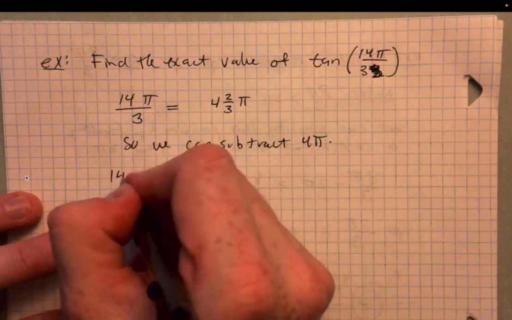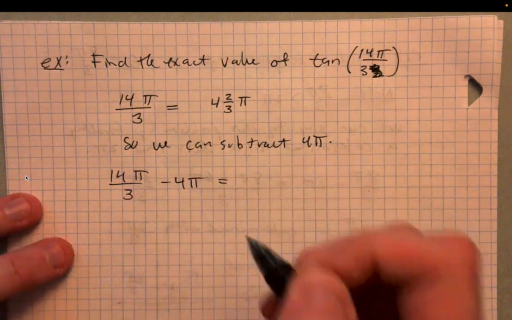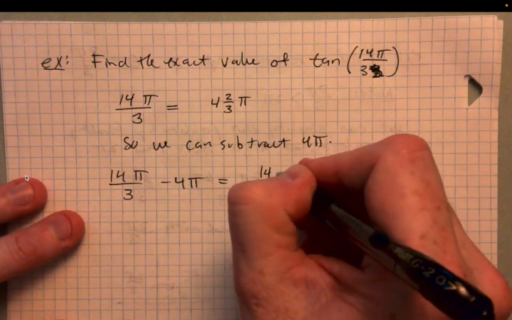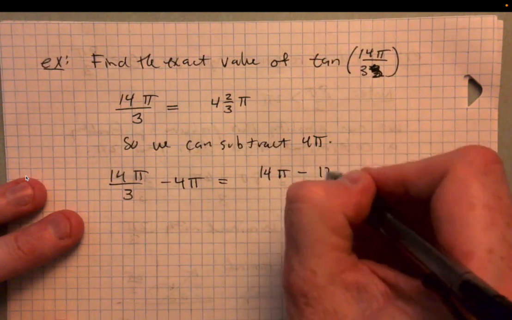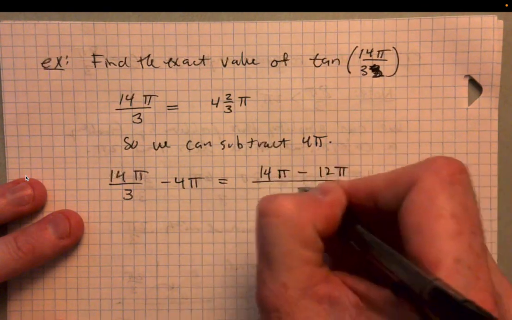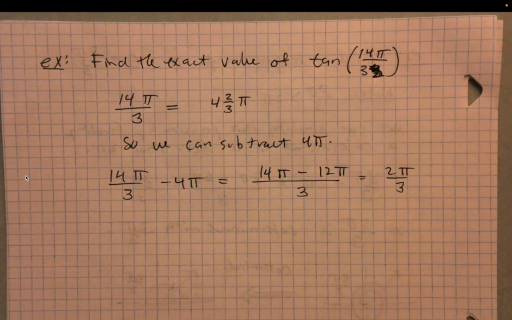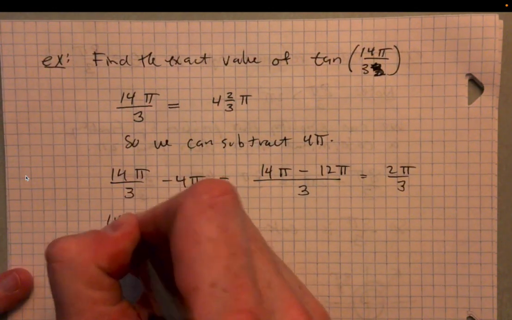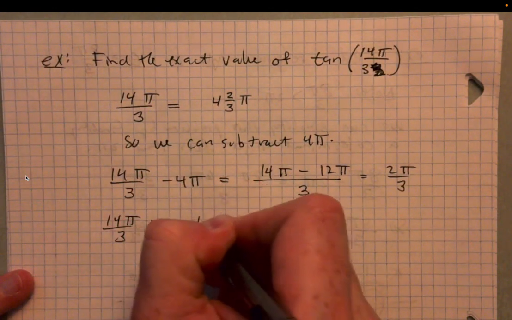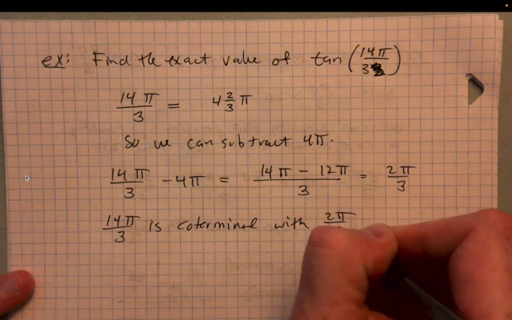Okay, so 14 pi over 3 minus 4 pi will equal 14 pi minus 12 pi over 3. And so you get 2 pi over 3. Okay, and so 2 pi over 3 is coterminal with our given angle. So we'll say 14 pi over 3 is coterminal with 2 pi over 3.